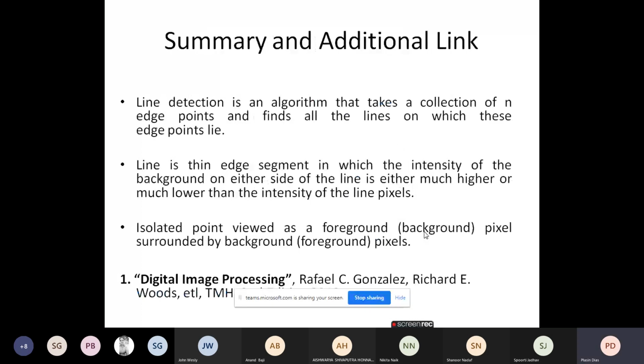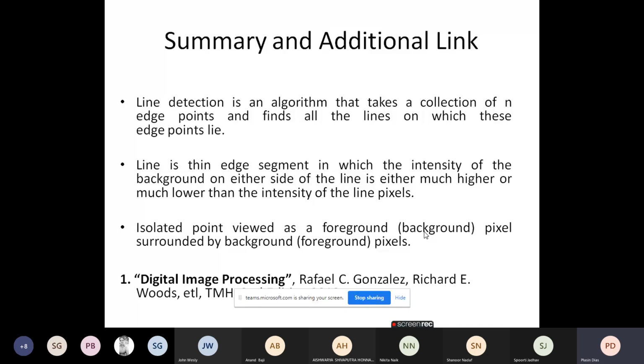Anyway, today we could analyze two different things: one is point detection, and the second one is line detection. So what is line detection overall? It is an algorithm wherein you are trying to collect all the n edge points and find all the lines on which these edge points are lying. That is how we are trying to do line detection.